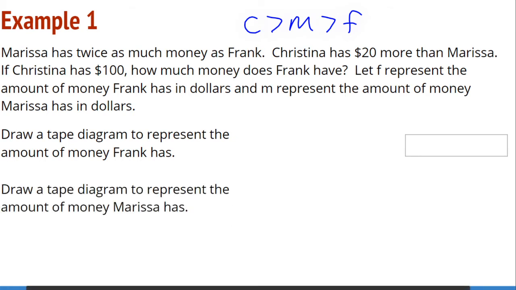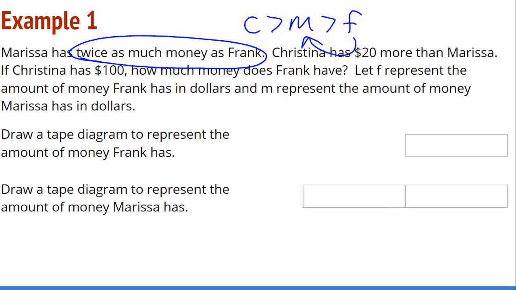Now the next thing is that Marissa is the next person on the list. She has more than Frank. How much more? Twice as much. So I'm going to double what Frank has. So if I've got one box for Frank, I need two for Marissa. And it's double, twice as much. So there are two of them that are the same size.